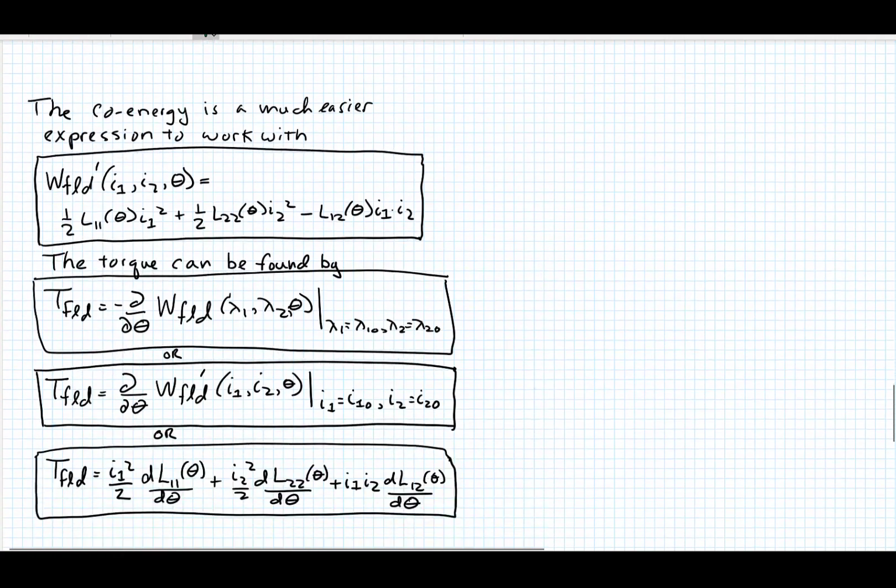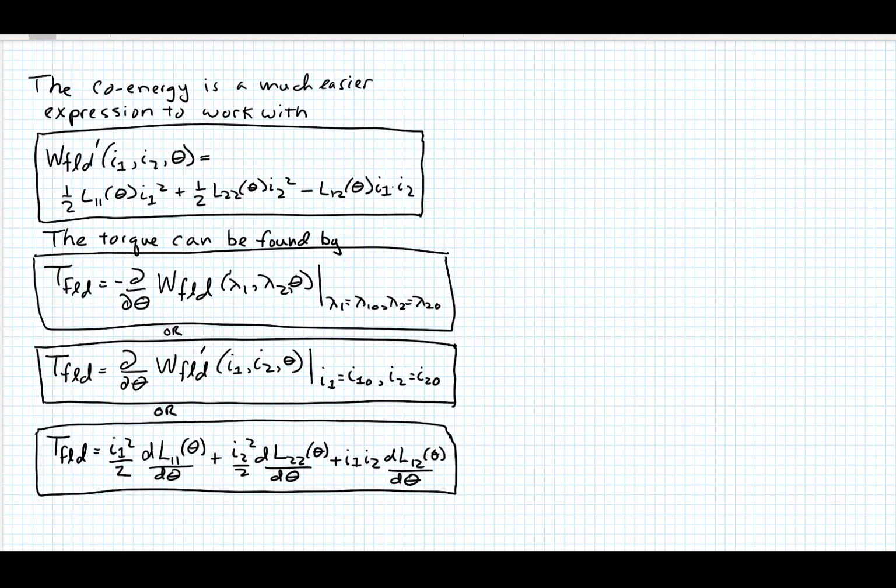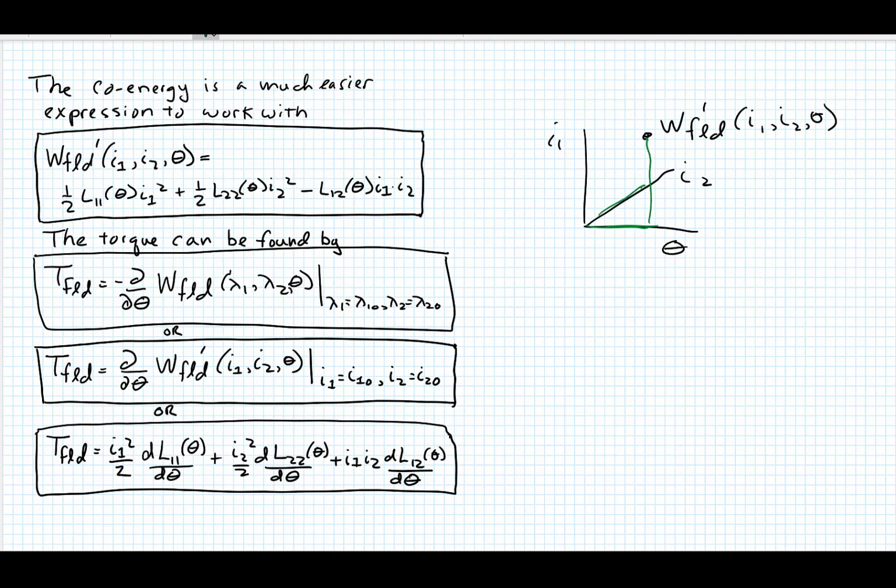But coenergy, on the other hand, we could have gone through and derived this quite simply, in the same way we did where we looked at, we would call this theta, we could call this I1, we could call this I2, and we say here's my coenergy right here, it's a function of I1, I2, theta, and basically derive these expressions by integrating along paths along these axes. And the result is we get this expression for coenergy.